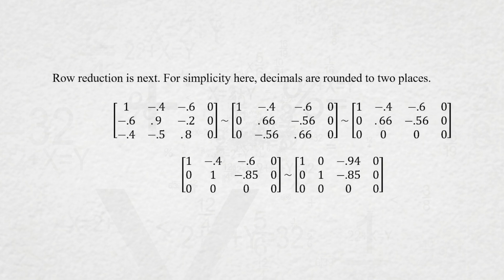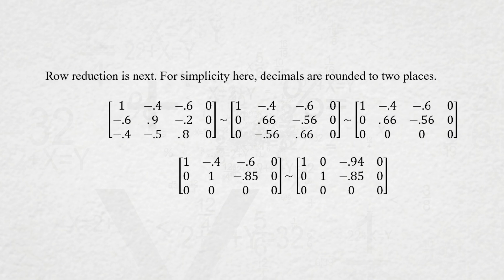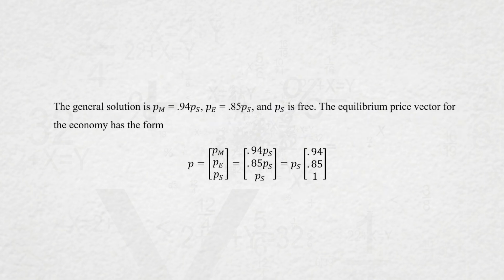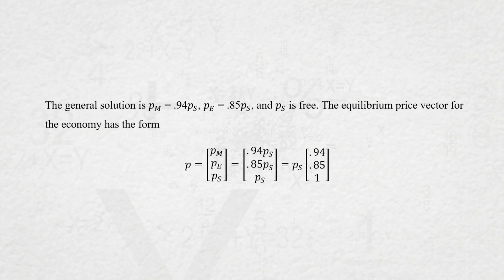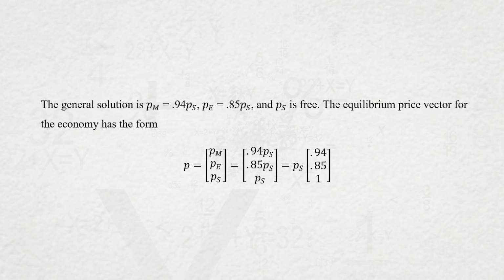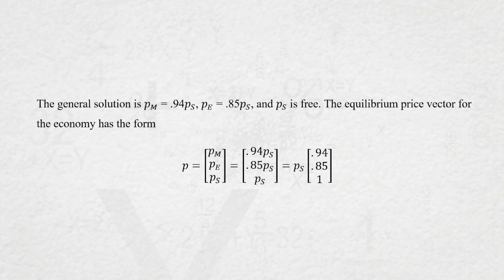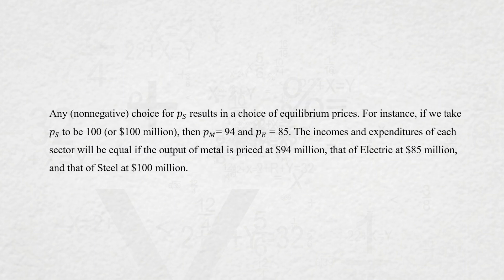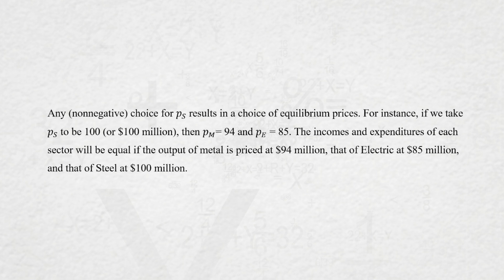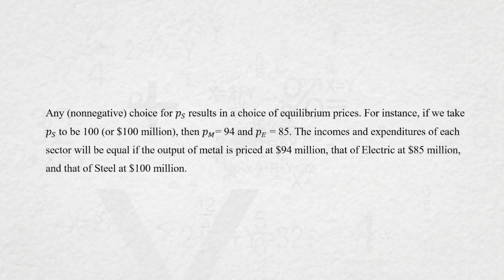You can see all the row reductions displayed on the screen now. The general solution is Pm equal to 0.94 Ps and Pe equal to 0.85 Ps, and Ps is a free variable. The equilibrium price vector for the economy has the form given here on the screen. So, any non-negative choice for Ps results in a choice of equilibrium prices.